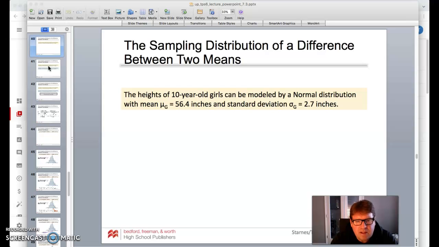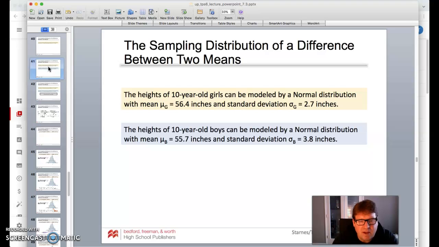So let's say we had the heights of 10-year-old girls. It can be normal. Mean is 56.4, and standard deviation is 2.7, using the subscript G to mention the girls. All right, now we got the guys here. We're going to look at those. Now, the heights of 10-year-old boys can be modeled with a mean of 55.7 inches and a standard deviation of 3.8. Okay, so we got those comparisons.